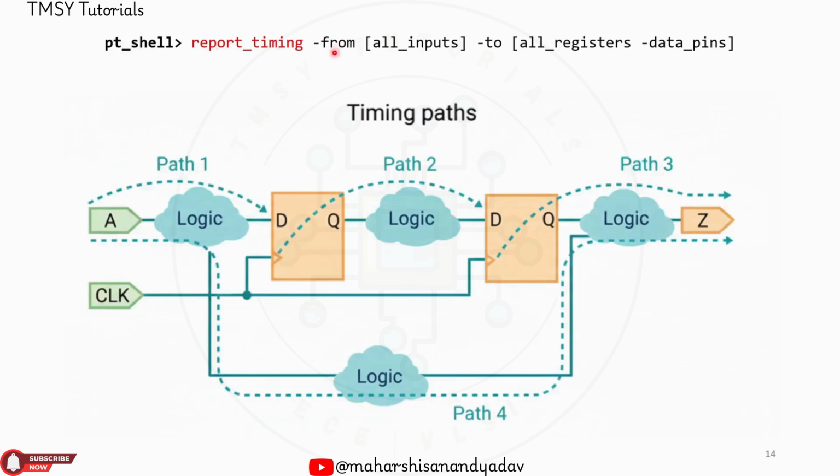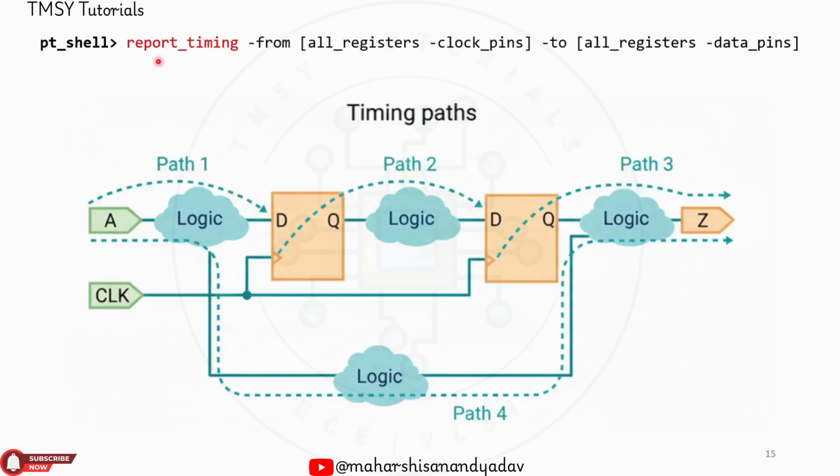So report_timing -from all inputs to all registers of data pin. You can see here this is path number 1. This is from all inputs and to all registers, that is data pins. So that's what I've given here: report_timing -from all inputs to all registers -data pins. So this is the command that we need to use for path 1.